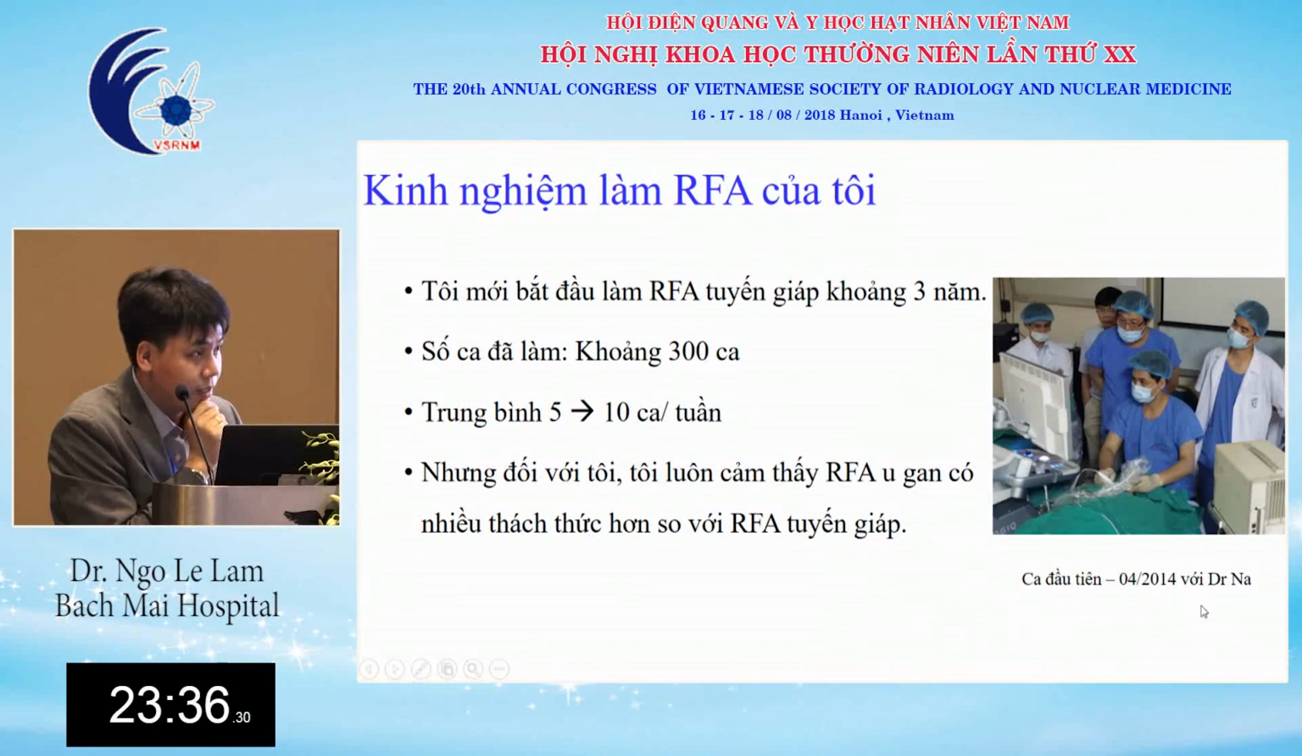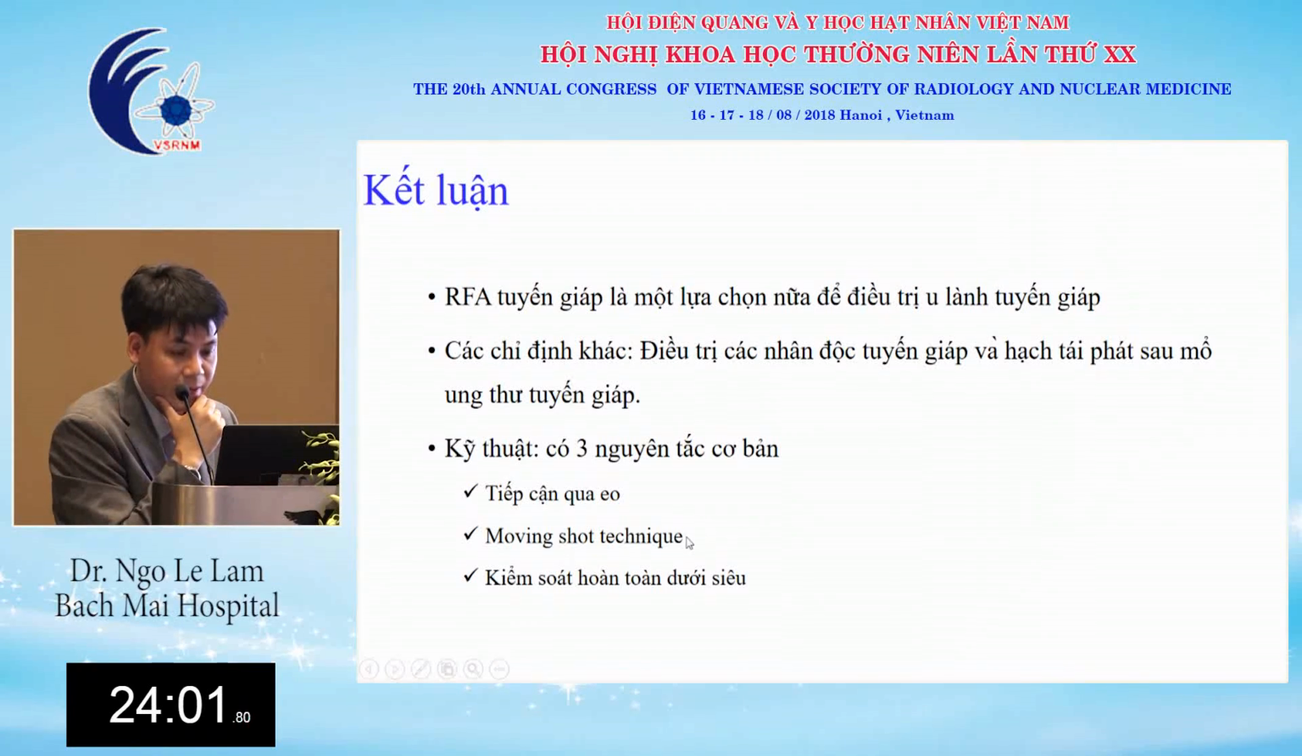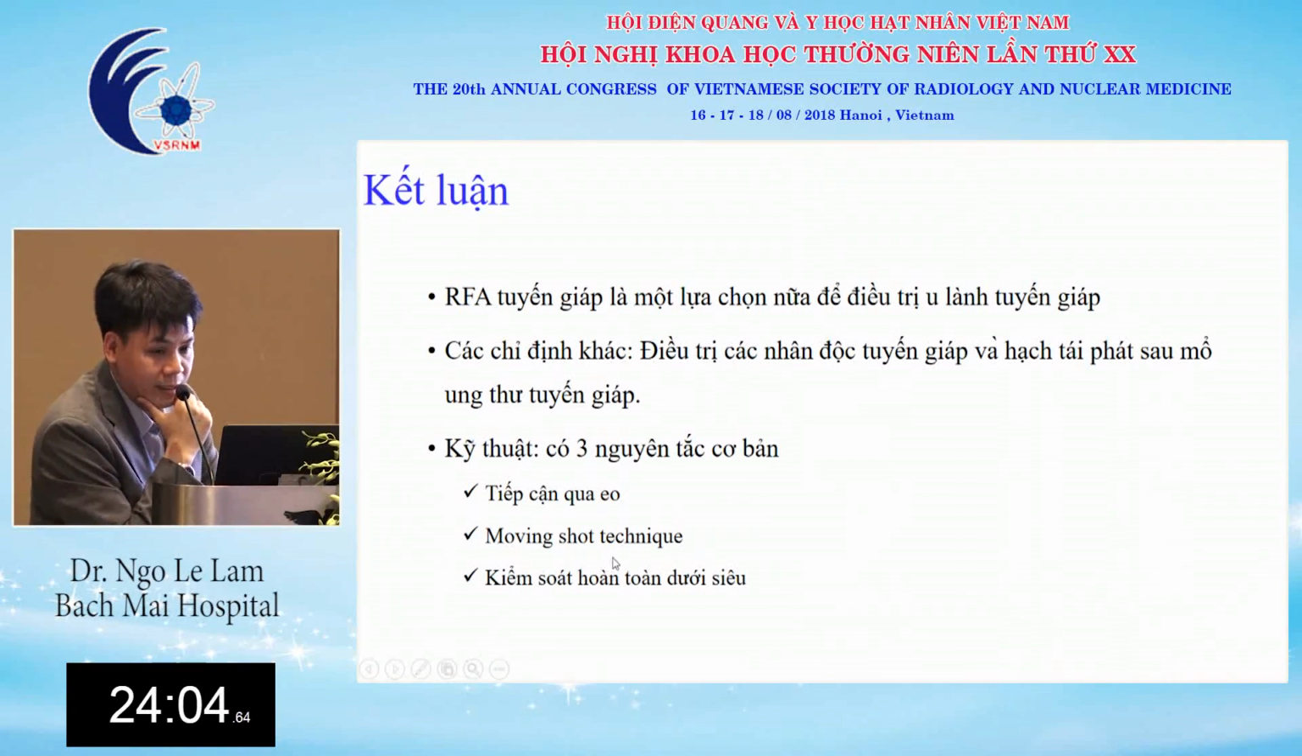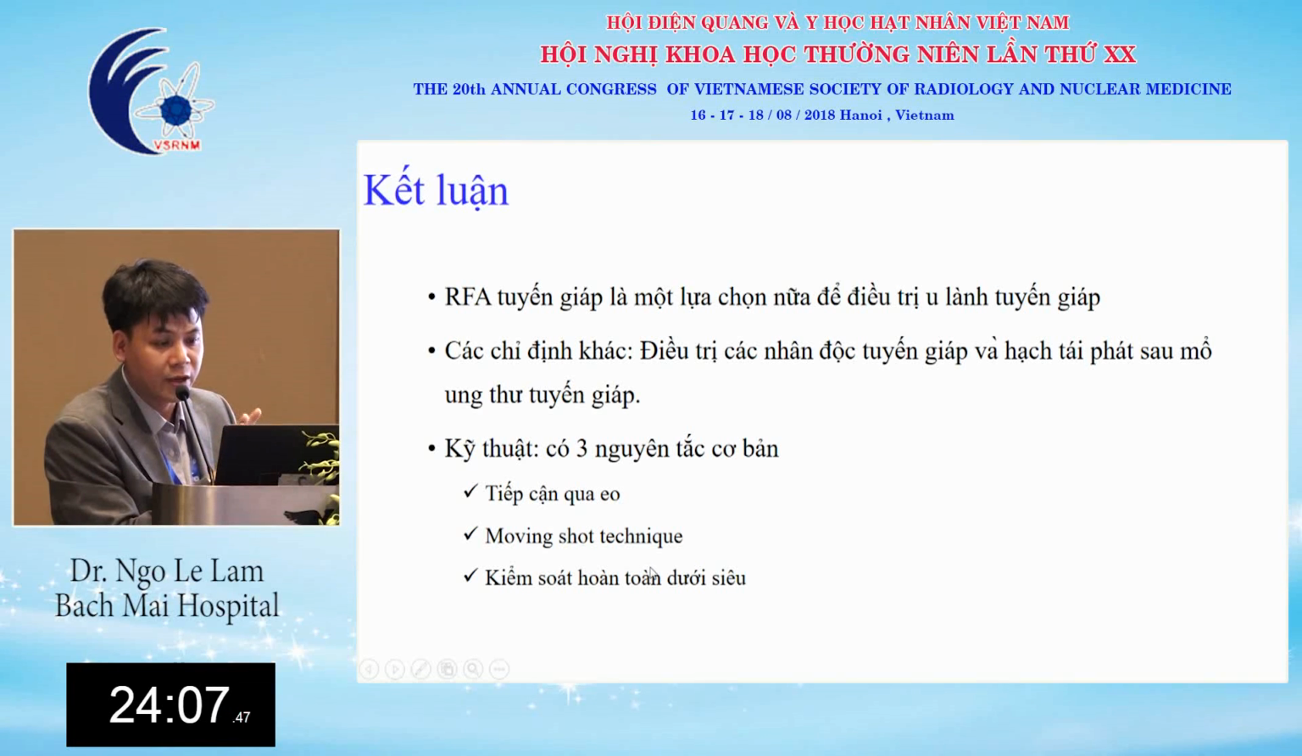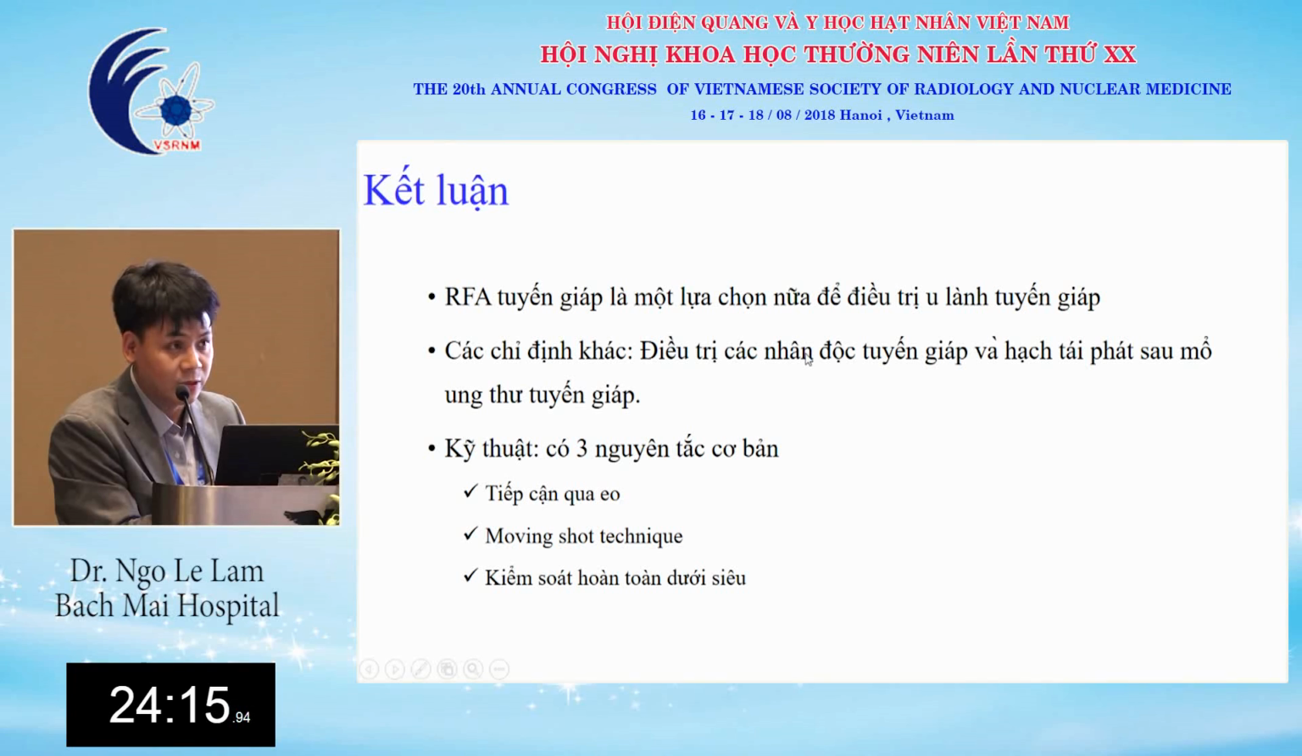This is the first case working with Dr. Na. This is the first guy in 2014, and we now do about 5 to 10 cases a week. And from my experience, I think IFA of the liver tumor is much more challenging than the thyroid.